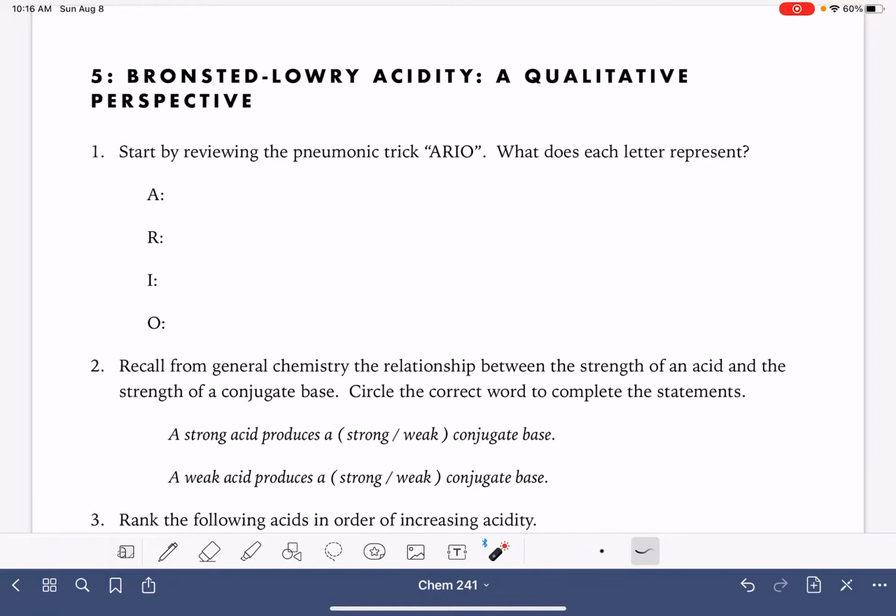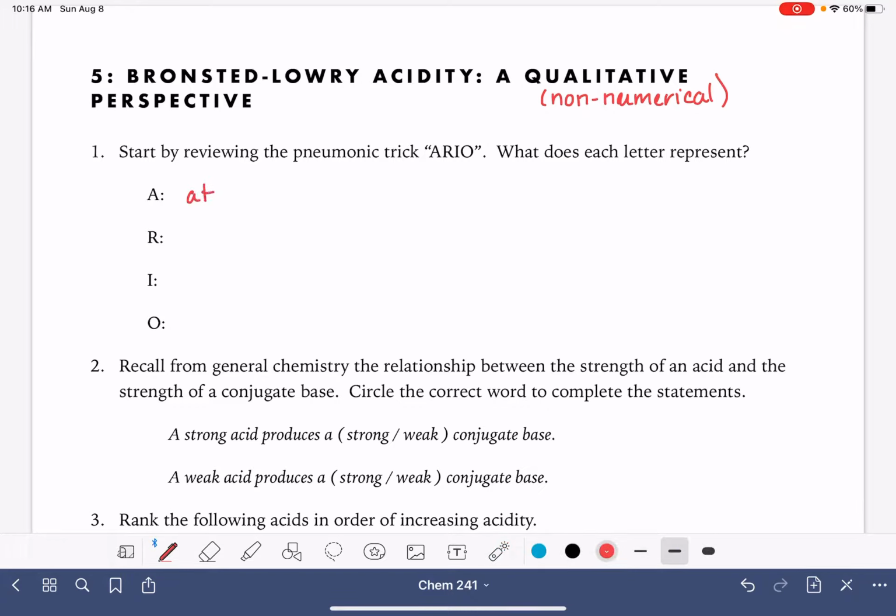In this worksheet, we're going to be practicing ranking substances based on their acidity using qualitative methods. Qualitative means non-mathematical or non-numerical. So this means that we're going to be ranking substances using ARIO and not using Ka values or pKa values, which would be quantitative or numerical. So we're just going to start by reminding ourselves what the letters represent in ARIO.